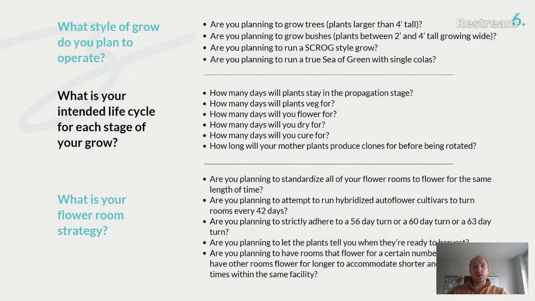If you're planning to, right now the industry standard, depending on who you ask, is flowering for 56 to 60 or 63 days. And so people like me will say have 4 or 8 flower rooms because we're going to be flowering for 8 weeks. Other people will say have 6 or 9 flower rooms because we're going to be flowering for 9 weeks. Again, it's more of a decision on how many harvests you want to have per year.